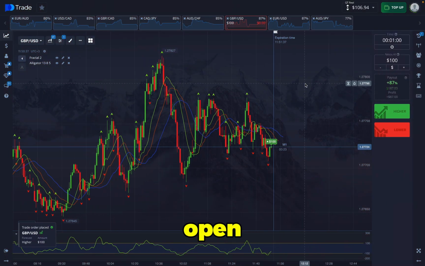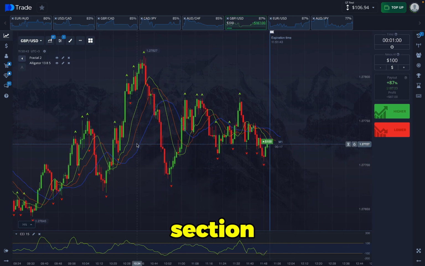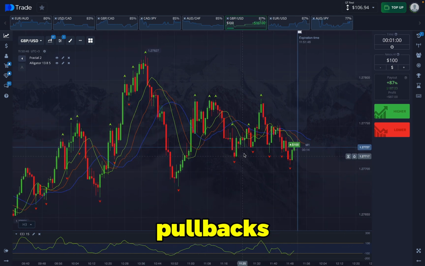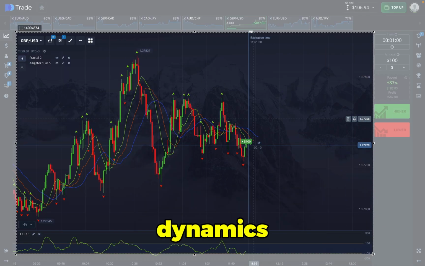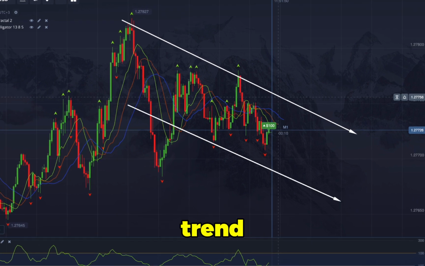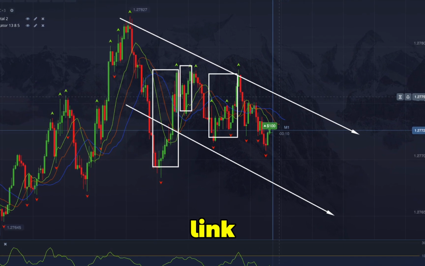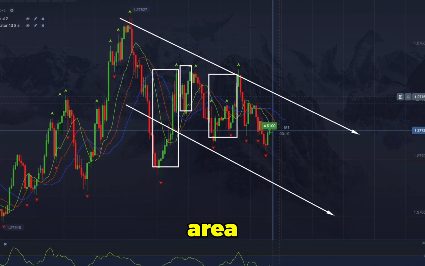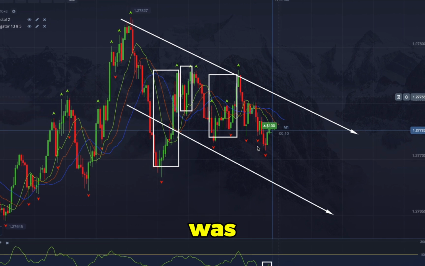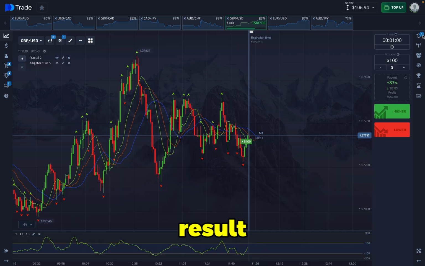Here you can try to open a deal against the trend direction. Judging by the pullback dynamics in this section of the movement, we see that good pullbacks are present, despite the fact that for the most part the trend dynamics here are more of a downward trend. But as I said earlier, there are good pullbacks here, so you can open the deal against the trend direction, especially since we are exiting the oversold area according to my oscillator. And there was also an update of the local minimum earlier. Let's look at the result.